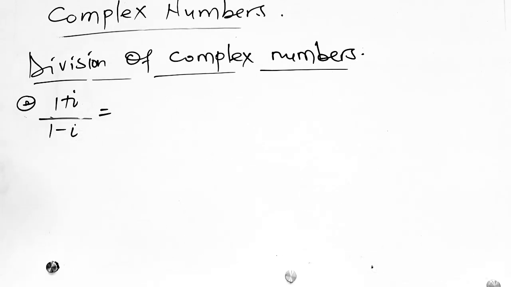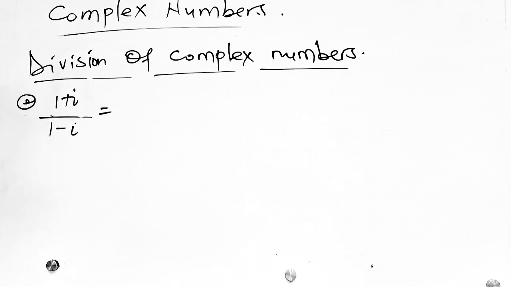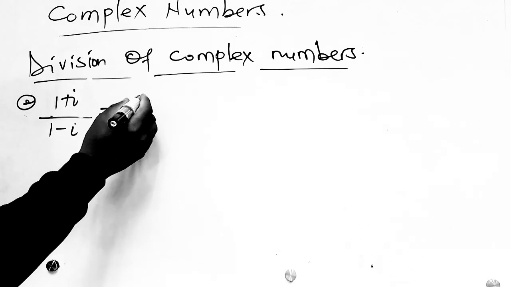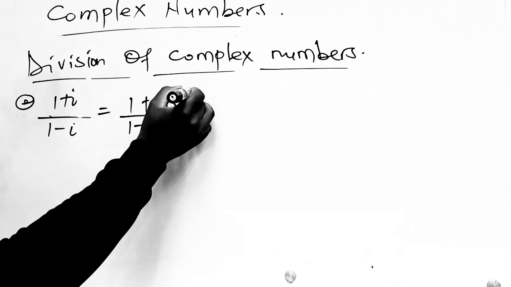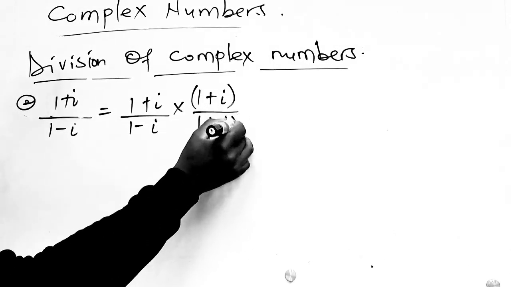Next example is 1 plus I over 1 minus I. That's another division of complex numbers. What we need to do here is multiply by our conjugate of the denominator. The conjugate is 1 plus I. So this becomes 1 plus I over 1 minus I, then we multiply by 1 plus I over 1 plus I.